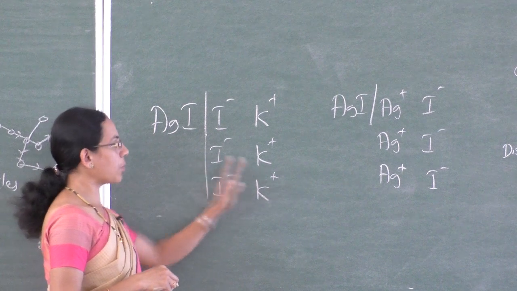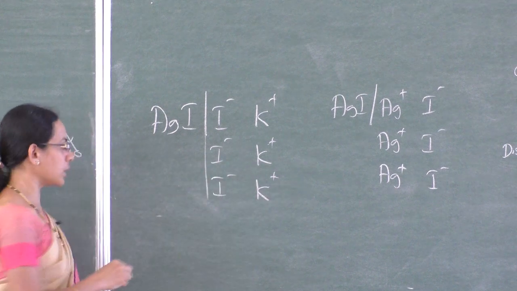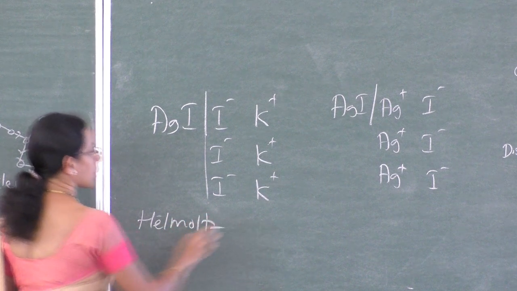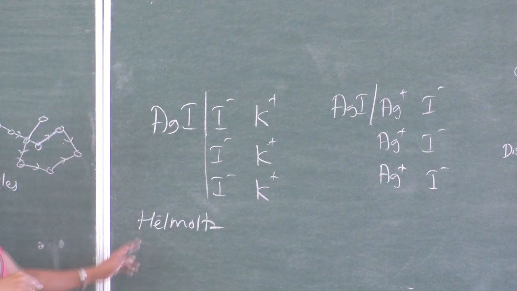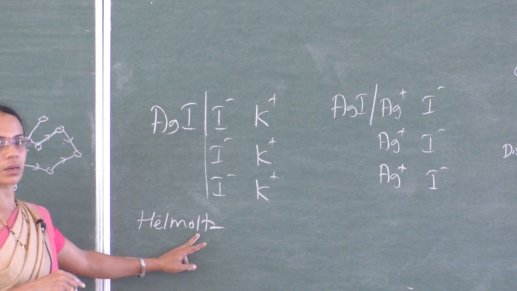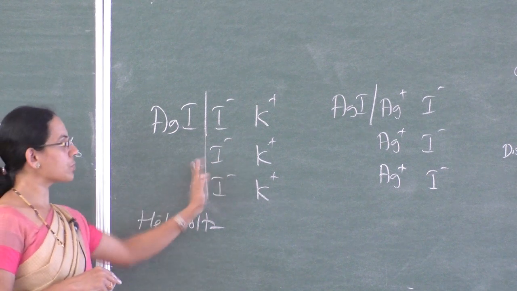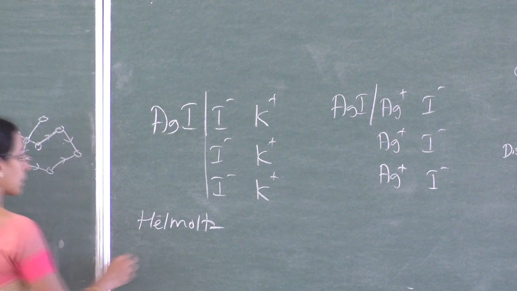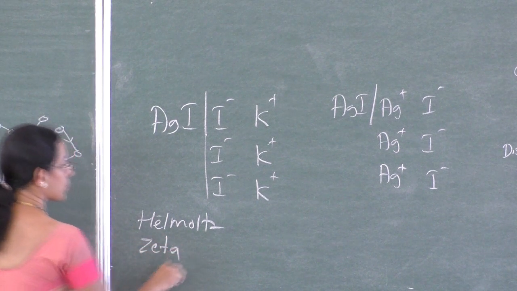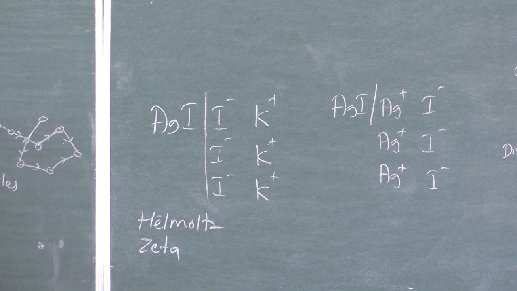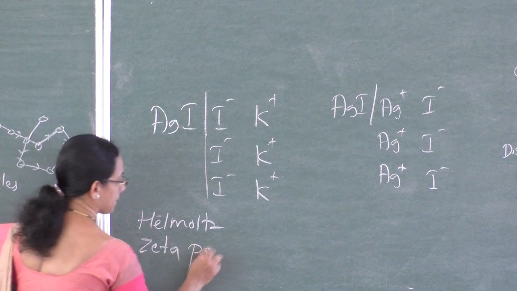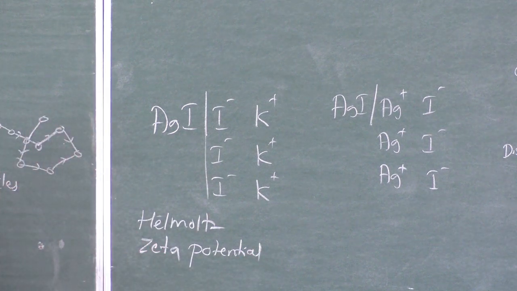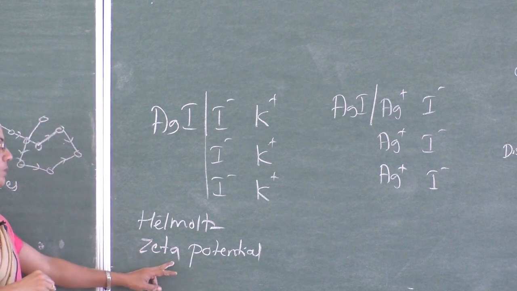So the formation of two electrical layers is called the Helmholtz electrical double layer, and because of the charge difference between the two, it exhibits some potential that is called zeta potential or electrokinetic potential. It is called zeta potential or electrokinetic potential.